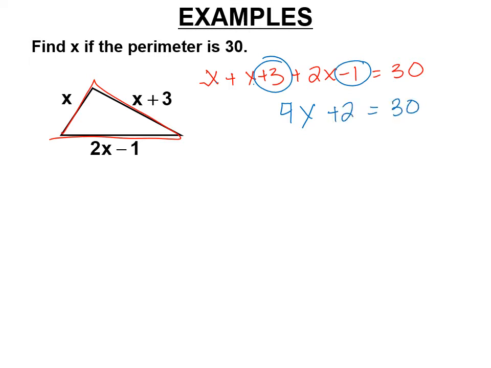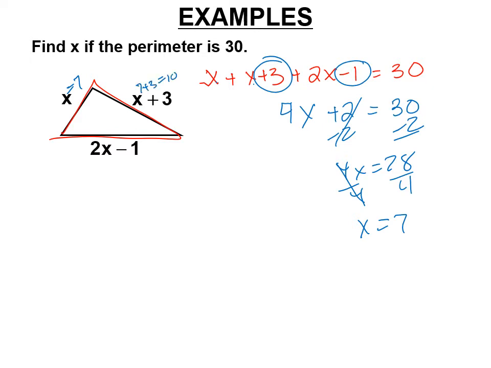And that's our two-step equation. We subtract 2 from both sides. 4x equals 28. Divide both sides by 4, and x equals 7. So what does that mean? It means this side was 7. I didn't say inches or whatever. This side was 7 plus 3, 10. And this side was 2 times 7, 14, minus 1. This side was 13. Now, I didn't ask any of that, but that's what's going on here. So we're going to have problems where you're given the perimeter and you have to find missing information.